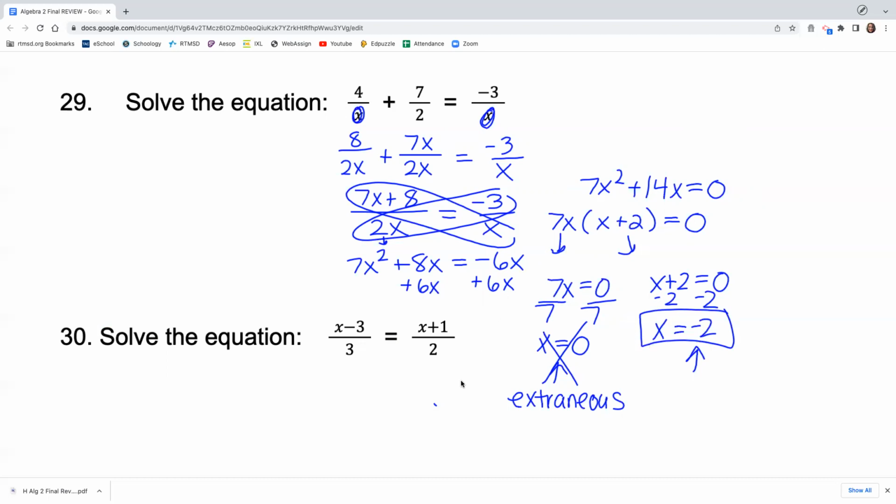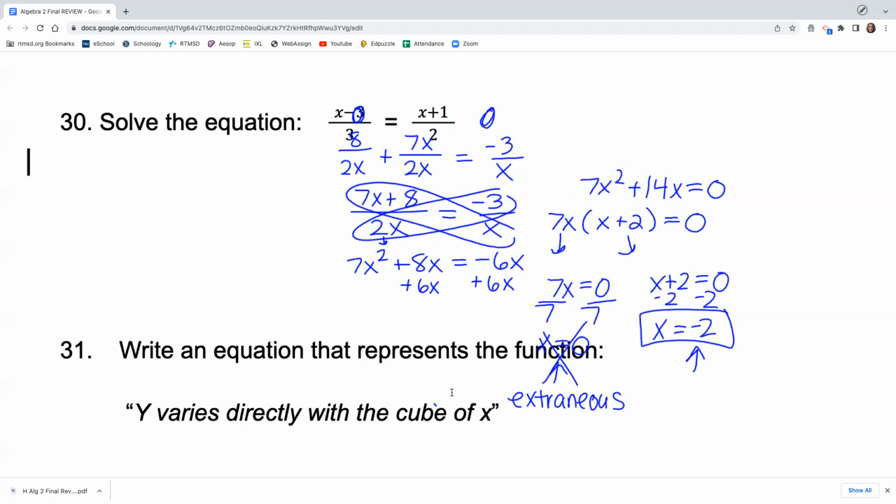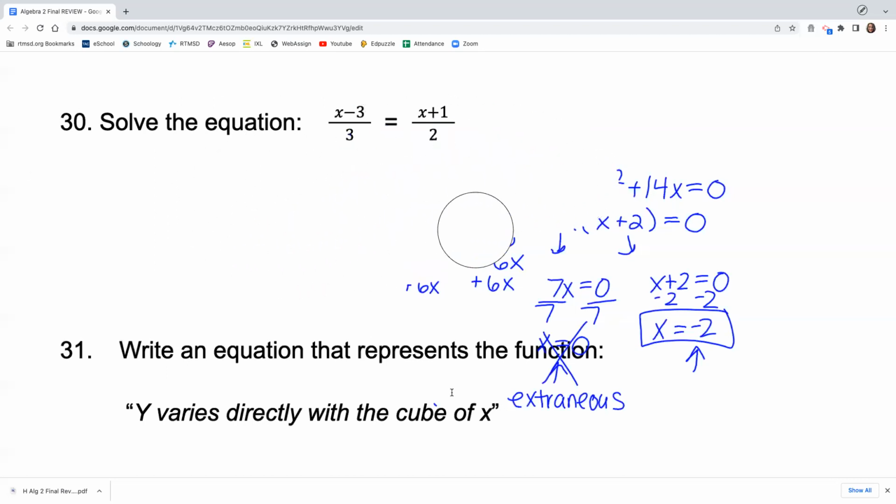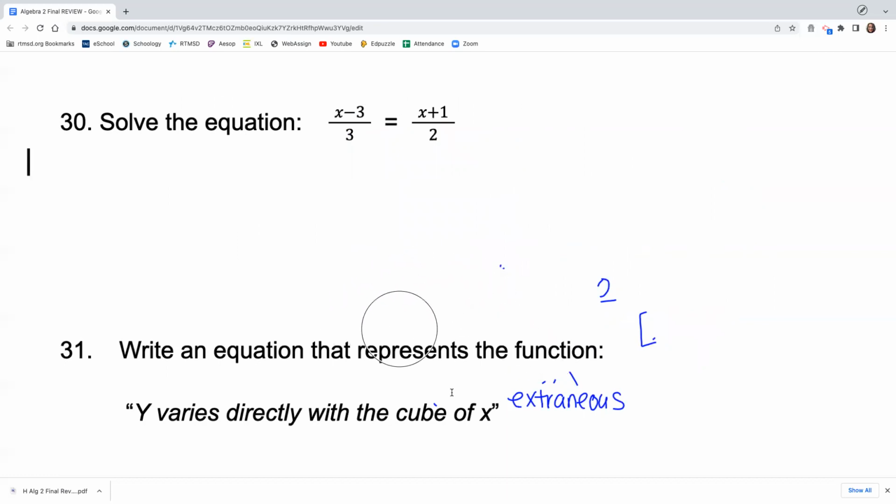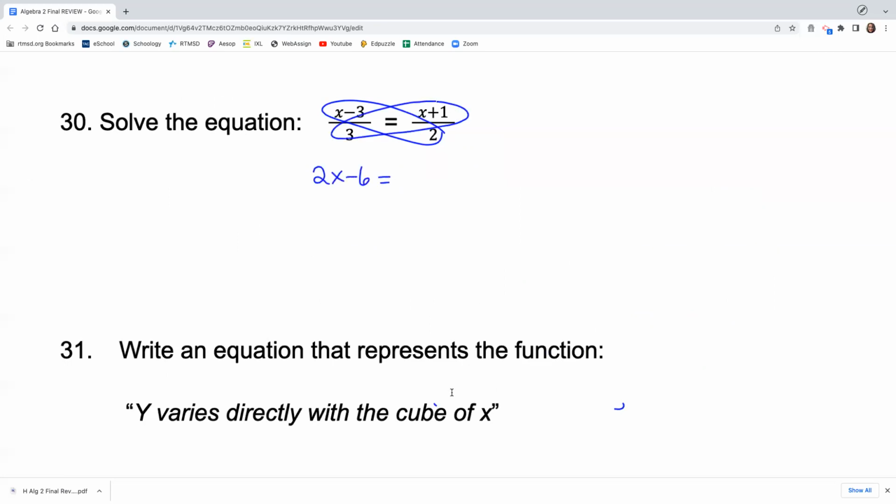For number 30, this one's easier than 29 because it's already set up, ready to cross multiply. So we would multiply 2 times x minus 3 and get 2x minus 6, and 3 times x plus 1 to get 3x plus 3. We have a simple equation here, meaning we don't have any x squared, so we don't have to factor. So when you're solving a simple equation, move the single x's all to one side, move the constants to the opposite side, and you get your answer.